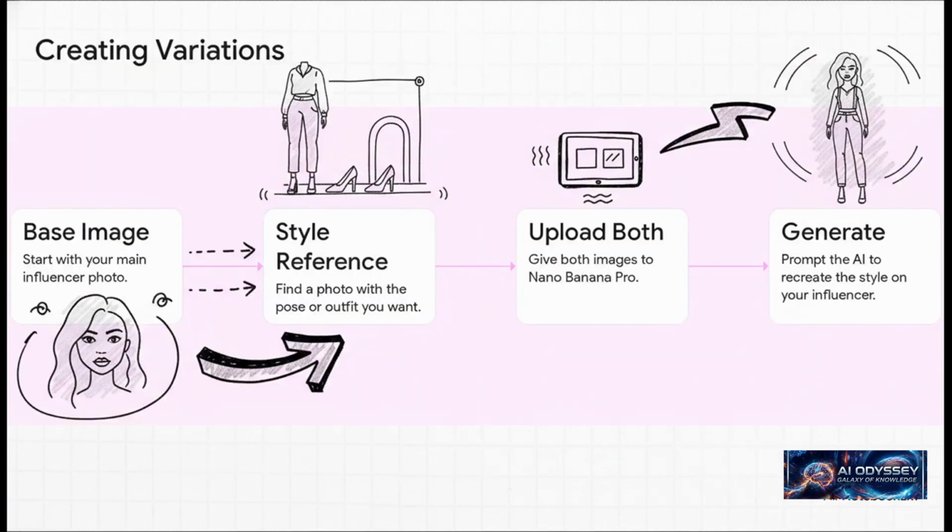The solution is actually pretty genius. You take your main influencer photo, and then you find a second photo that has the vibe you want. The outfit, the pose, the background. You upload both of them, and then you just tell the AI to merge them. Keep the face from your original, but adopt the style from the reference.